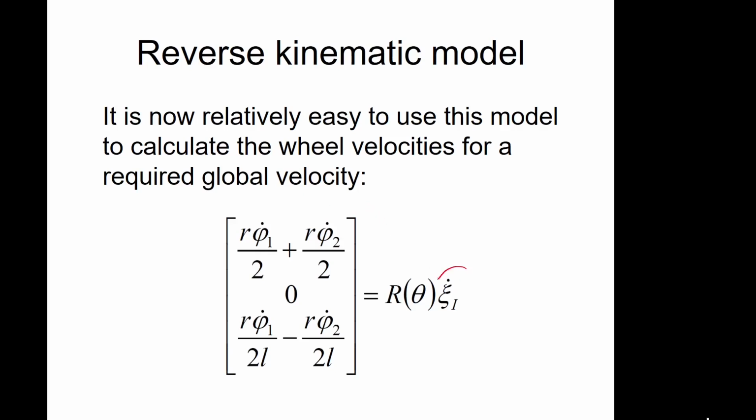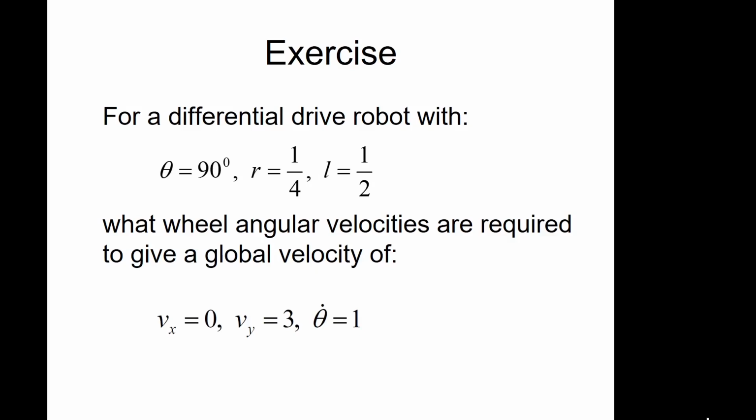So given a global velocity, we use our transformation matrix to give us our robot velocity, and we know our robot velocity is defined by this equation, and then we can just put the values in and solve for this. So again, another quick example. Again, we've got this 90 degree rotation between our frames of reference.